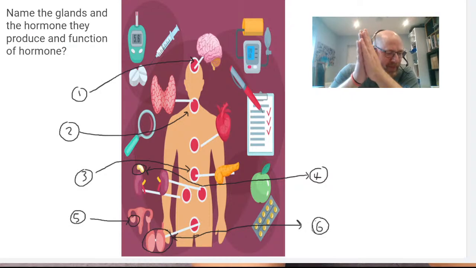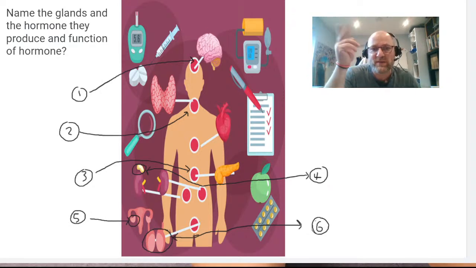Well done. You can also say it releases glucagon because it does release glucagon. When it releases glucagon or insulin, slightly different. So they might give you some context so that you know which one to choose, which we'll go into in a little bit. Number 5, that's supposed to be the reproductive system of a female. So what's number 5?